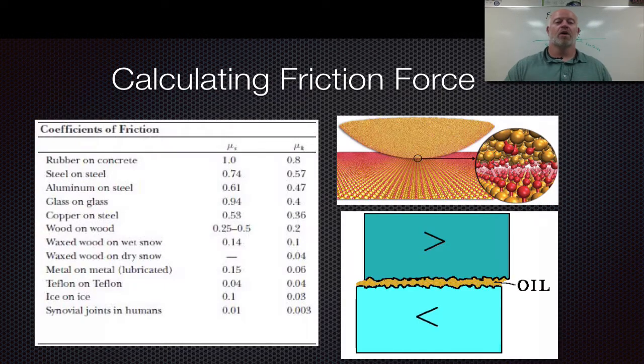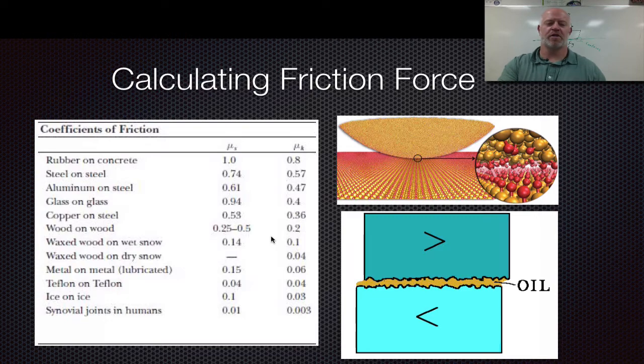Okay, we have different coefficients of friction here. Rubber on concrete is about 1. That's for static friction. The coefficient of kinetic friction is 0.8, a little bit less. Then steel on steel, aluminum on steel, glass on glass, copper on steel, wood on wood, and so forth. The wood one is variable because different types of wood have different grains to them, that kind of stuff.